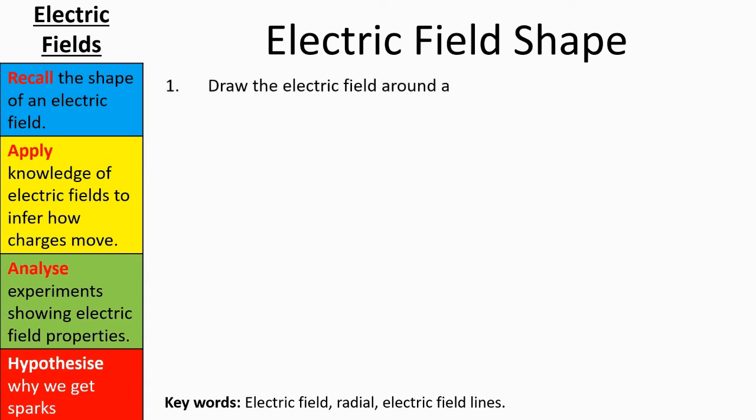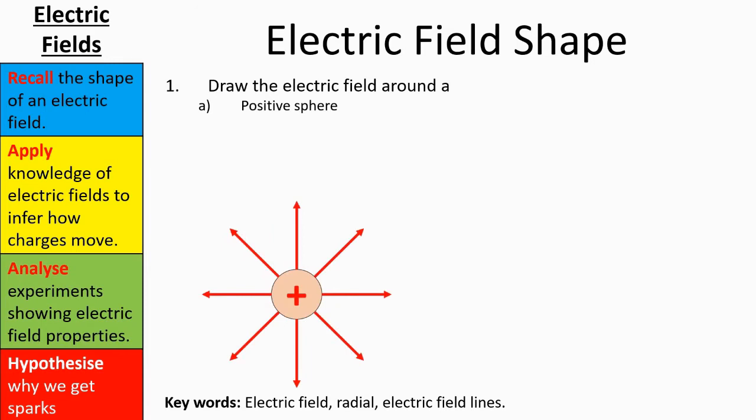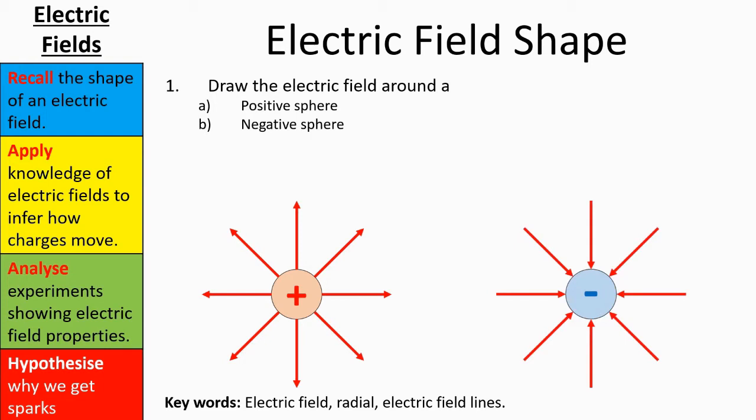So let's take a look at the answer for question 1. Draw the electric field around a positive sphere. So starting with the positive sphere then, you should have drawn a diagram that looks something like this. A circle in the middle with a plus sign, with arrows coming radially outwards, pointing away from the center. For a negative sphere, you should have drawn something very similar, the only difference being that the arrows point inwards, towards the center, and you should have a minus sign in the circle in the middle.